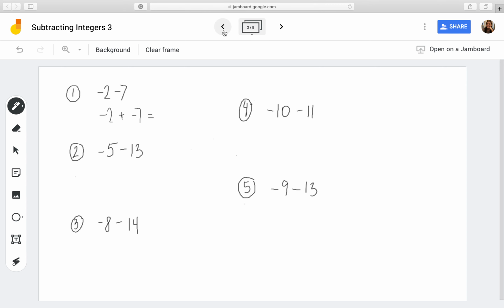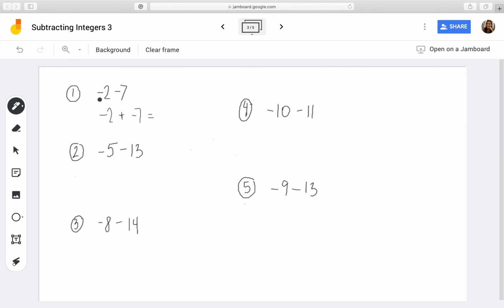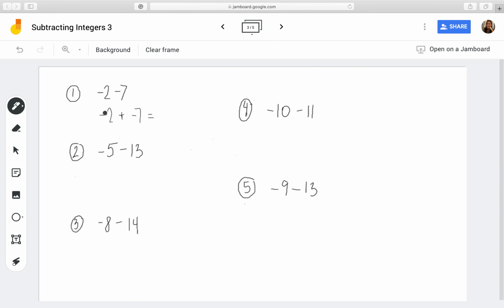Let's go back to frame 2 and compare. -2 minus 5 is equal to -2 plus -5. -2 minus 7 is equal to -2 plus -7. Okay, we followed the model. And one thing that I want to point out, here they have parentheses. We can write with parentheses or without parentheses. Parentheses sometimes help students to distinguish between negative sign and operation.